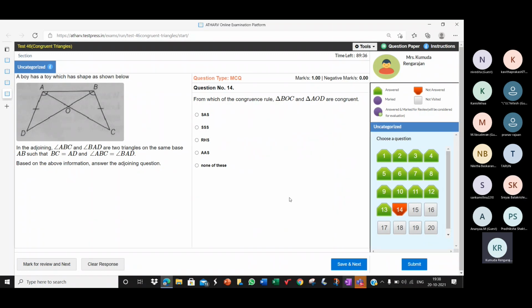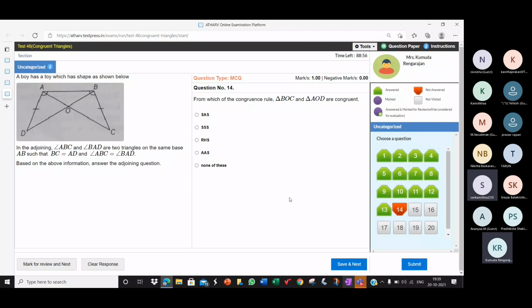Okay, over to Sangamitra. Sangamitra, you continue. AAS, you're saying. You're right. Angle AOD is equal to angle BOC since they are vertically opposite angles, and angle OAD is equal to angle OBC since we are given that angle BAD and ABC are equal. So if we subtract the same from each angle, we'll be getting.